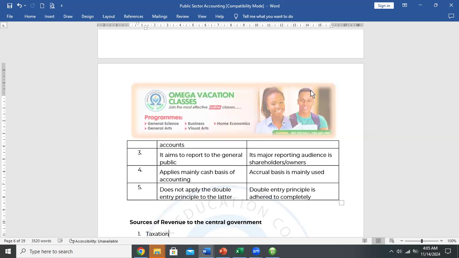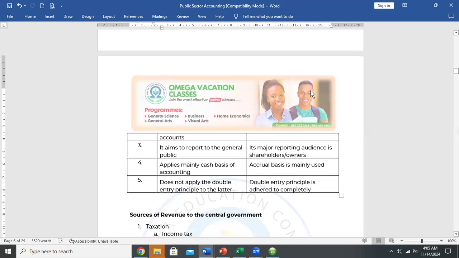So, for example, in the cash basis of accounting, a business person or a trader would acknowledge sales when he or she receives cash. But under the accrual basis, if the goods have been transferred and he has not received cash, he will still acknowledge that he has made sales. So that's a bit about accrual and cash.